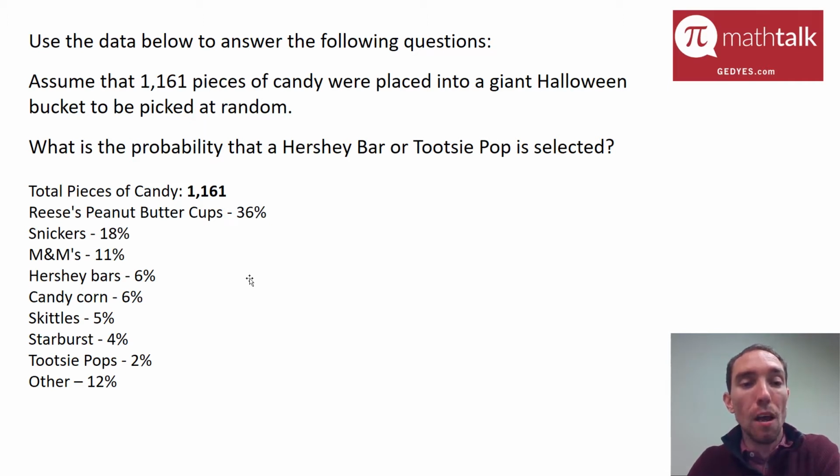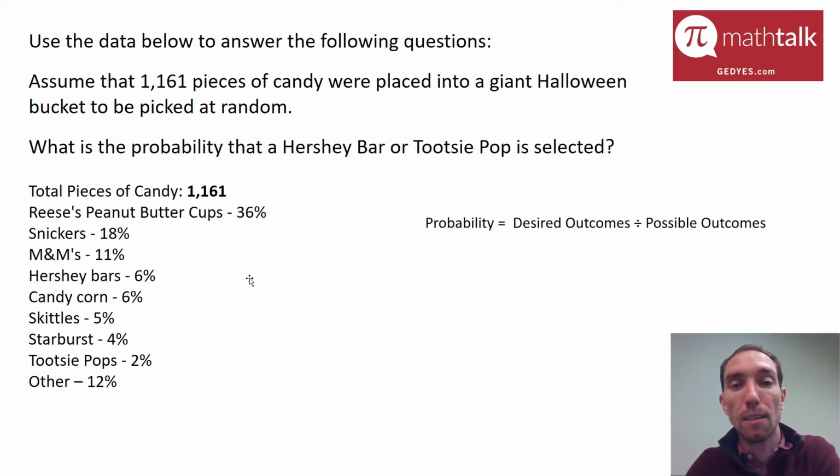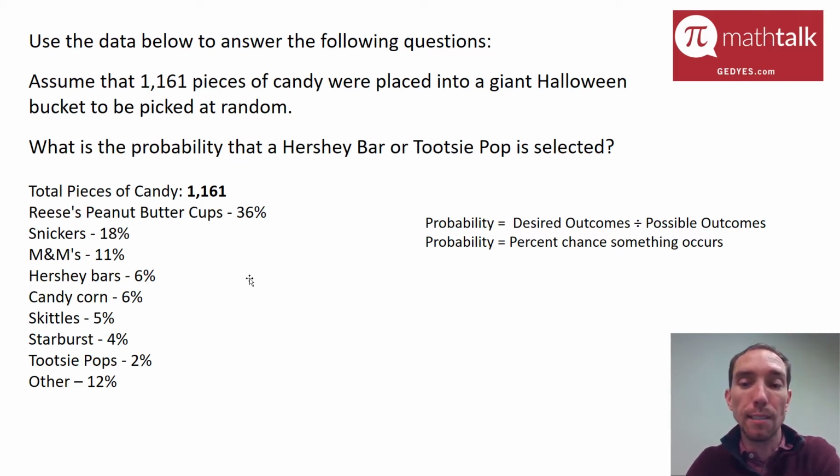All right. And then we have a question that says, what is the probability that either a Hershey bar or a Tootsie Pop is selected? So there's a couple of things you want to know and remember with probability. Remember that probability is basically how many desired outcomes are there divided by the total number of possible outcomes. Another way to look at probability is basically what is the percent chance that something's going to happen? How likely is it to happen? And a lot of times that is determined by percentages.